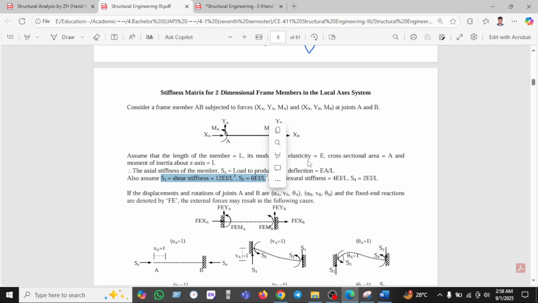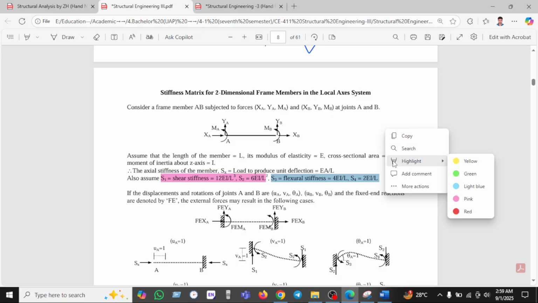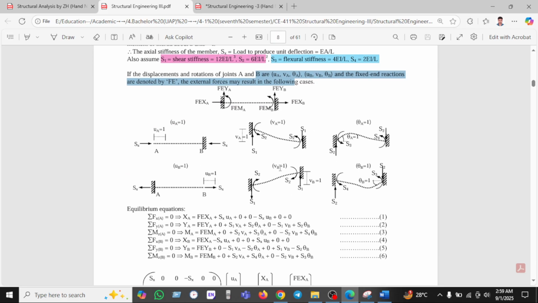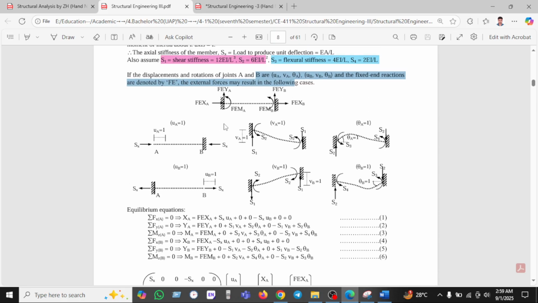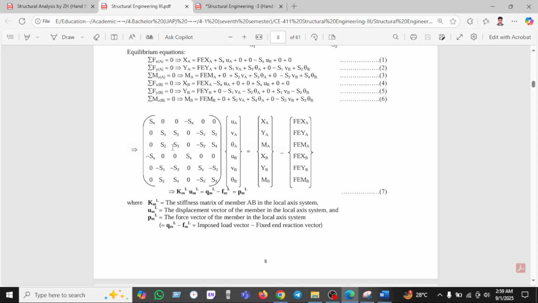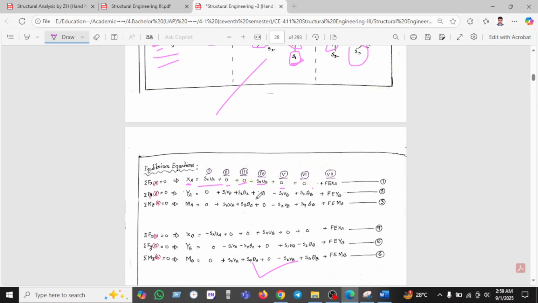Okay, this is the formula we must memorize. And S3 is the flexural stiffness 4EI by L, and S4 equals 2EI by L. This is another formula. Okay, so for the displacement and rotation at points A and B, we can find this type of phenomenon. We have already shown this and found this equation. After finding the equation, we have assembled it here as shown.